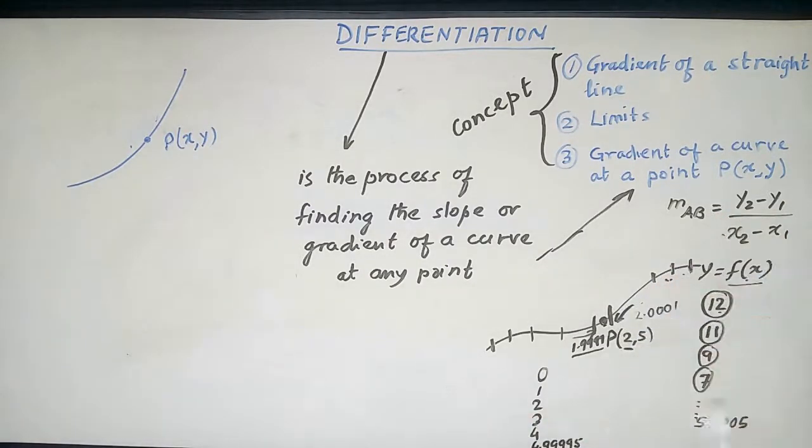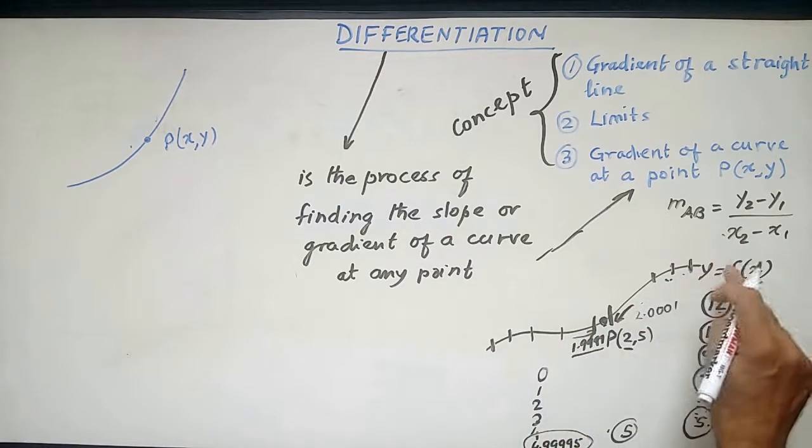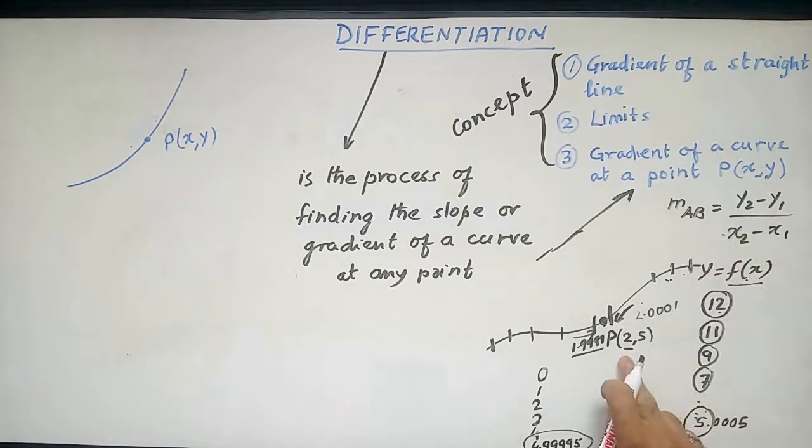Now, as we see, when we are approaching from the right hand side, we are reaching the value of 5, and when we are approaching from the left hand side, we are also reaching the value of 5. So we say that the limit of this function at x equal to 2 is 5. So this is the concept of a limit.